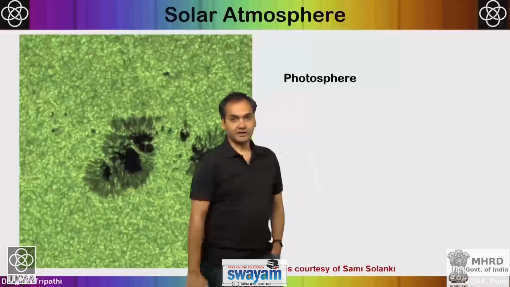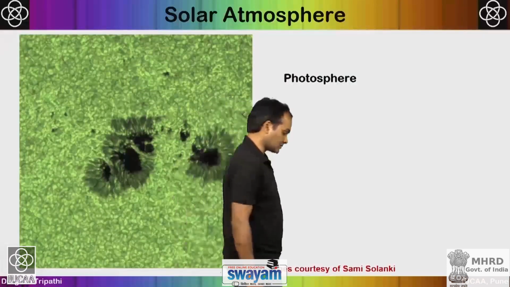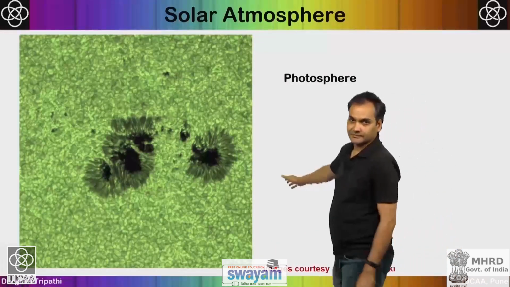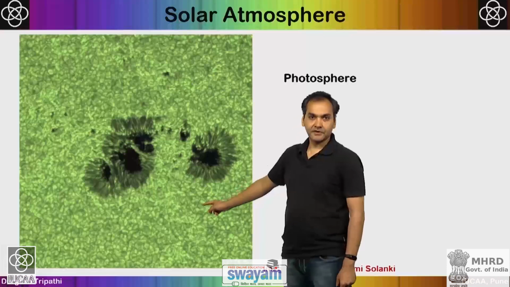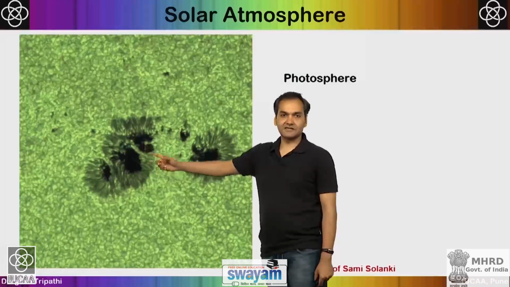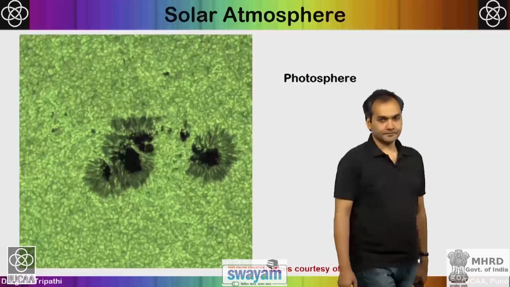Right. So, what we see here is an area imaged in the solar photosphere. What you see again is the granular pattern here. These are the granules, and then you have these two sunspots. There are dark features, and various other features like umbra and penumbra, which I will mention later on.